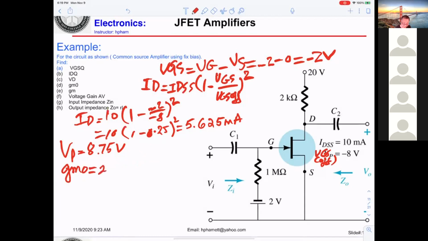GM0 will be 2 times 10 divided by 8, 2.5 milli. 20 divided by 8. Yeah, it's negative, I got negative 2.5. They cannot be negative. No, oh yeah, negative. You're right, sorry, sir. Yes, absolute value of 8, 2.5.